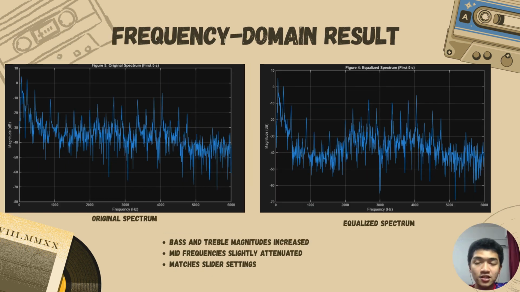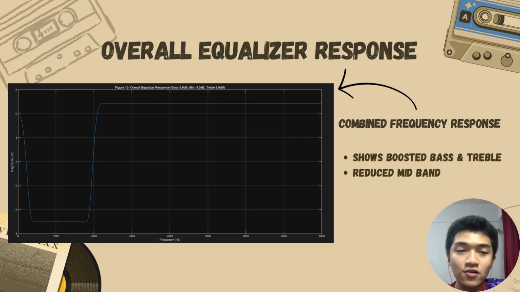This slide presents the frequency domain comparison between the original and the equalized signals. After equalization, the bass and treble regions show higher magnitude, while the mid-frequency region is slightly attenuated, which directly reflects the selected slider settings. This confirms that the equalizer effectively modified the frequency content as intended. Next, this slide shows the overall equalizer frequency response obtained by combining all three filter bands. The plot indicates the boosted bass and treble frequencies with a reduced mid band, confirming that the equalizer is operating according to the selected settings.